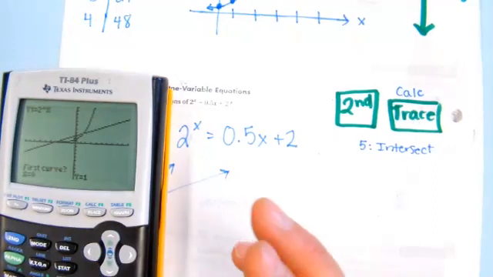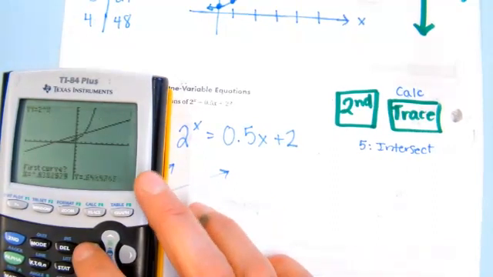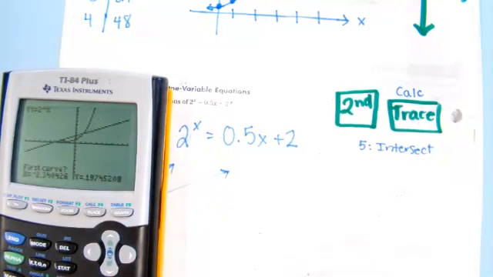So the first thing you want to do is get closest to the first intersection. So I'm going to arrow this over so I'm close to that first intersection. Press enter for first curve. Then it should jump up to the other one, right? See, it jumped up to the other line. Second curve, yep. And now it says guess. So press enter. And it will give us the first intersection.